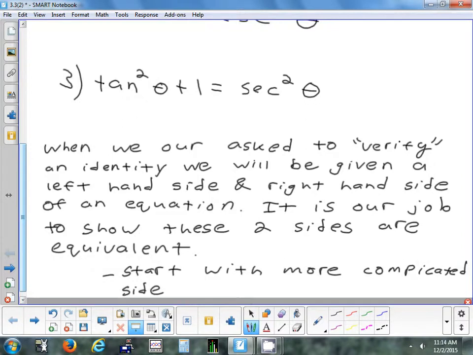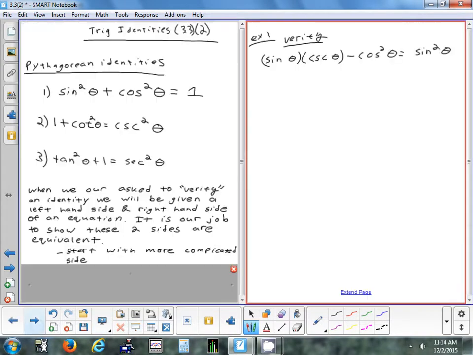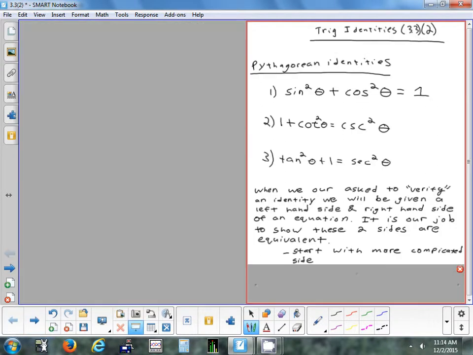Generally, we start with the more complicated side. You don't start with the simple side and make it look more complicated. Start with the more complicated side and make it look simpler. Generally, I put the more complicated side on the left and the simpler side on the right. We'll come back to that identity in a second.